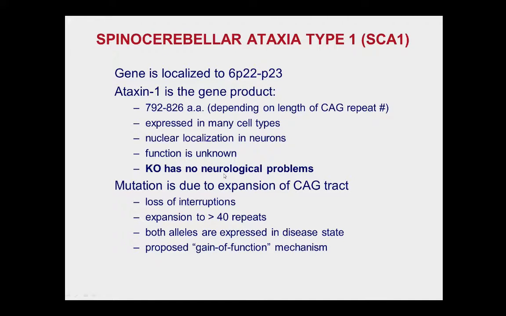And we do know that you can knock this protein out, and the animals do not have a neurological phenotype, which is very handy for us because now we can cross mice to the knockout background and look at the effects of the transgene almost exclusively. The mutation is due, as I mentioned, to the expansion of that polyglutamine tract. Typically, there's loss of the histidine interruptions and then expansion up to around 40 or more repeats. It's thought to be basically a gain of function mechanism rather than a loss of function.